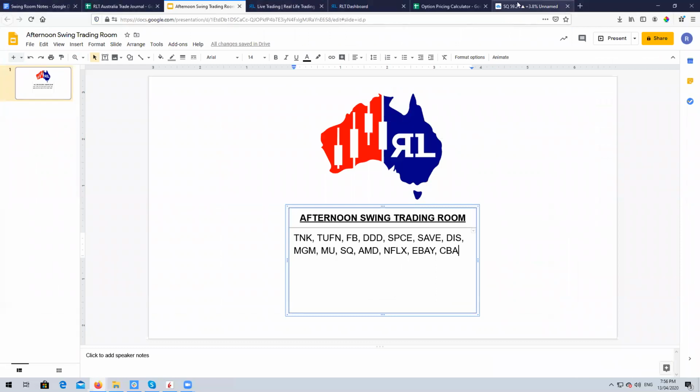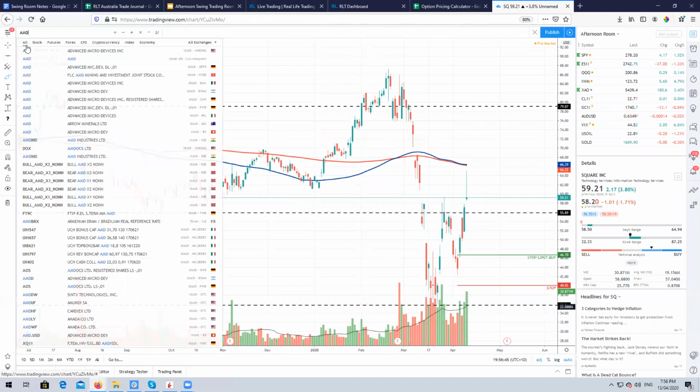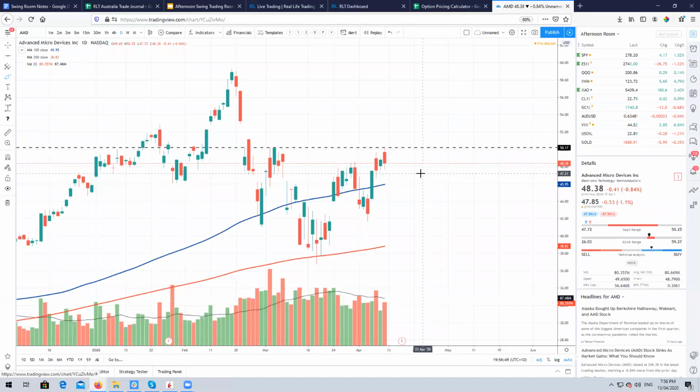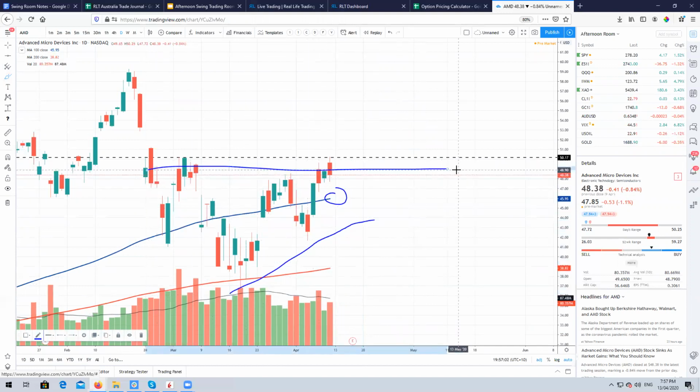All right, AMD. Retest gap, gapping down to 47.85. Small little retest gap. Got the 100 simple moving average at 45.95. Got a nice high low. Relative highs. Struggling to get above here.